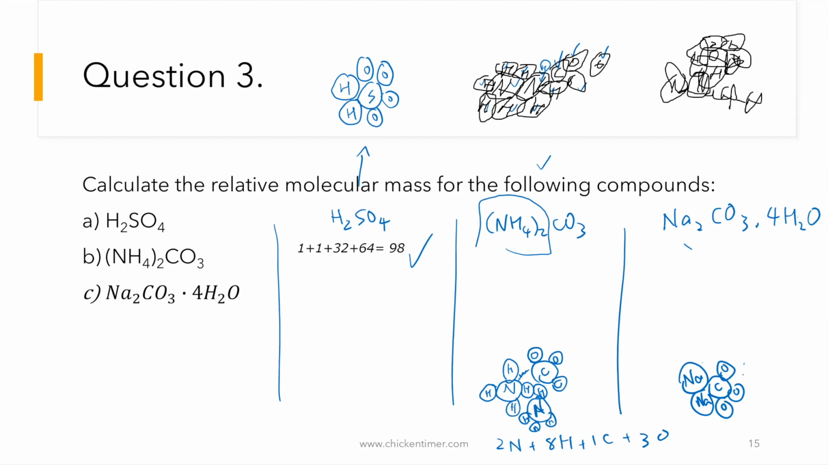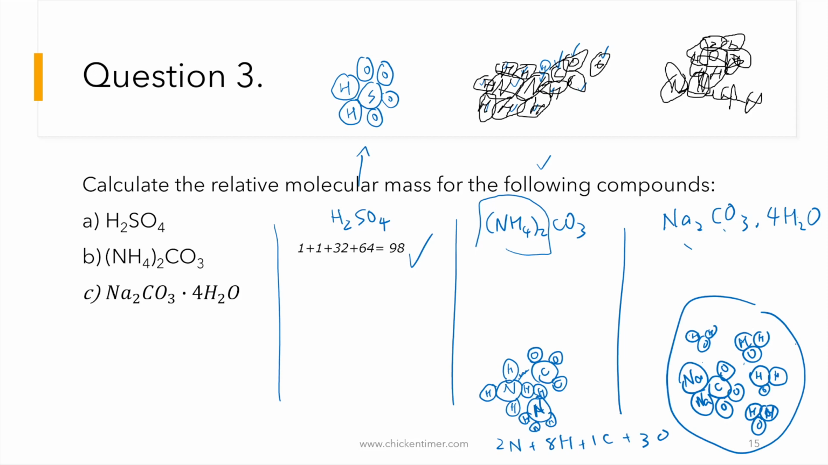So for sodium carbonate, I also anyhow draw H2O. There are 4 H2O, which means you have 4 groups of H2O together with the sodium carbonate. So you're going to have something like that for this case, all in one.